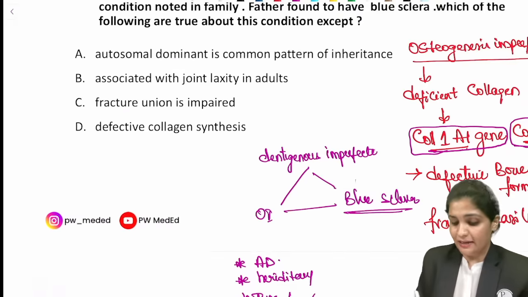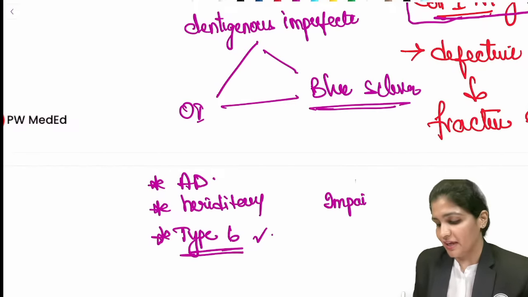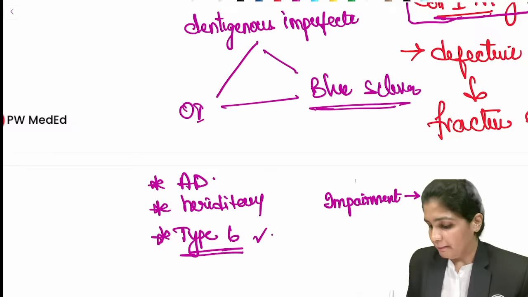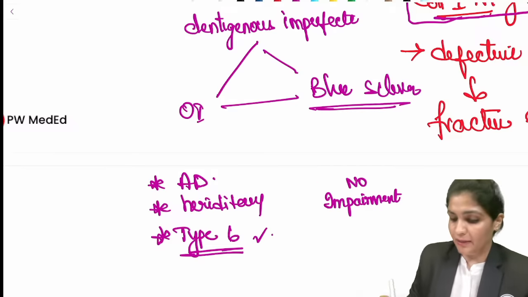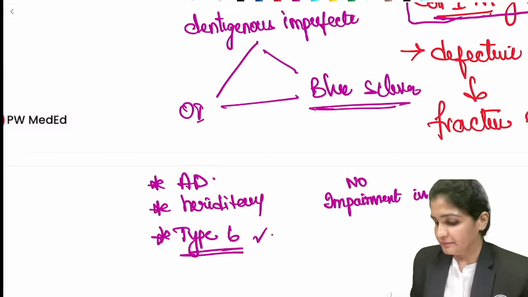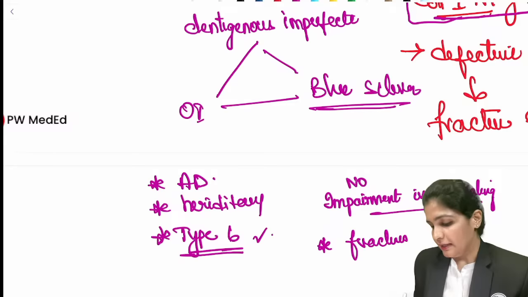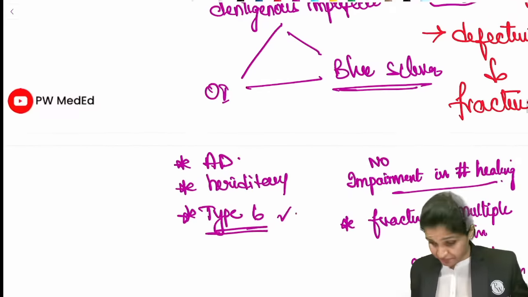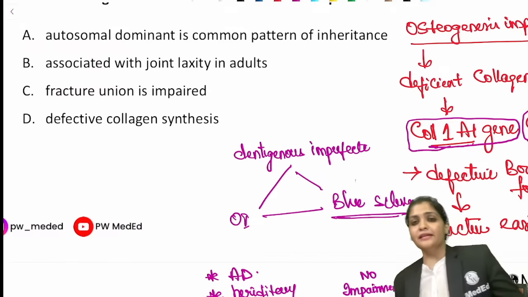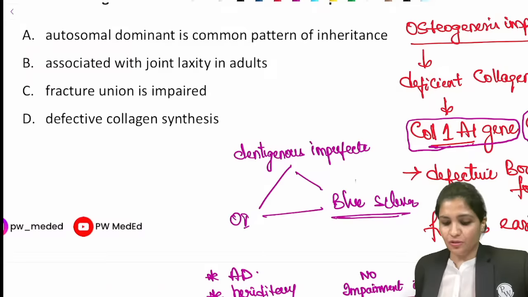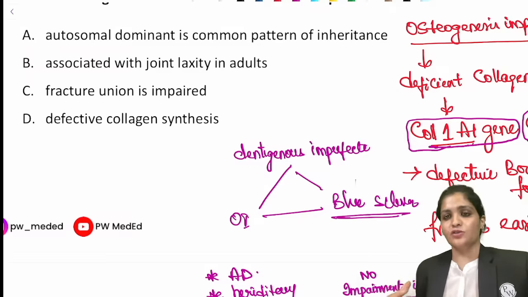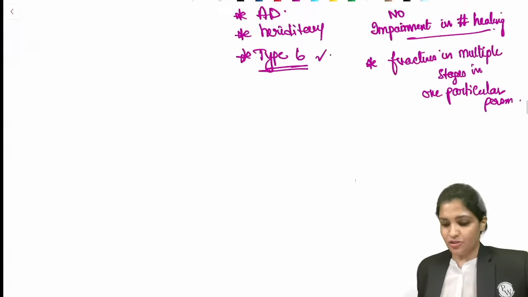So we have to remember there is no impairment in fracture union. So however many fractures are formed, they will heal. There is no impairment in fracture healing. And this is a condition where fractures in multiple stages are seen in one particular person, that is usually a child. So you have to always remember that the fractures heal properly, but the bones are soft and it will result in multiple fractures, right? They might be associated with joint laxity in adults because the ligaments and tendons, which are made of collagen, are weak, right? So this is about osteogenesis imperfecta.